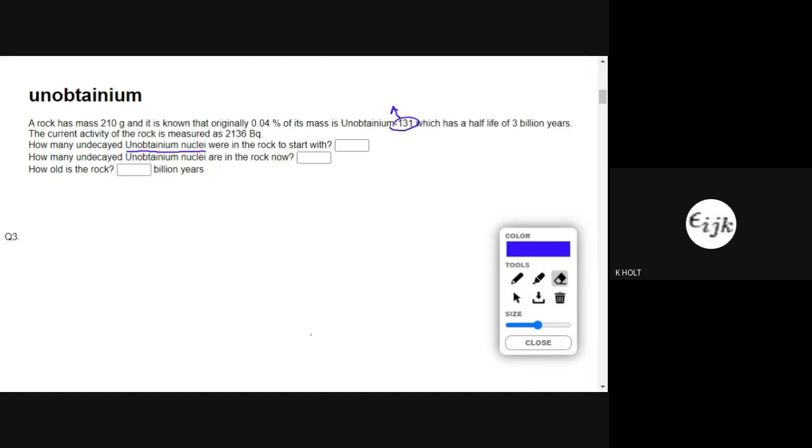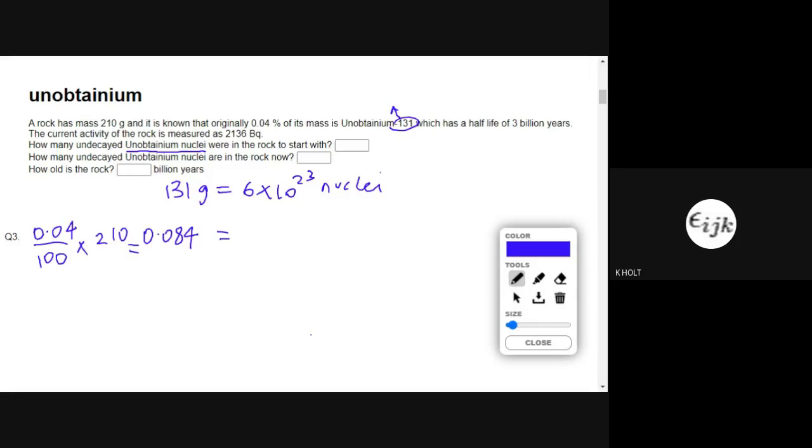Let's go down here. Okay. So 131 grams would contain 6 times 10 to the 23 nuclei. We don't have that amount. We have 0.04% of 210 grams, which is 0.084 grams.